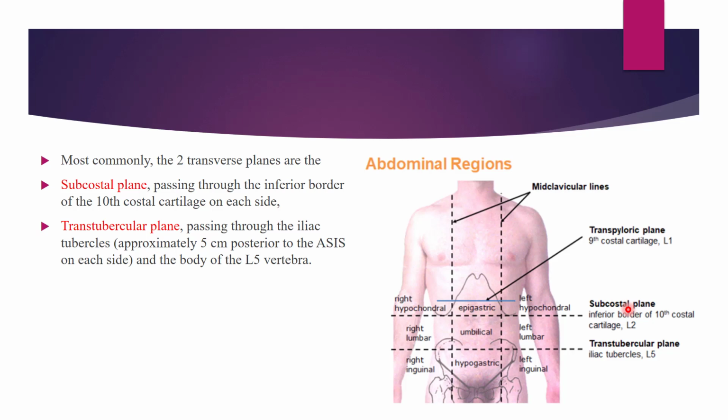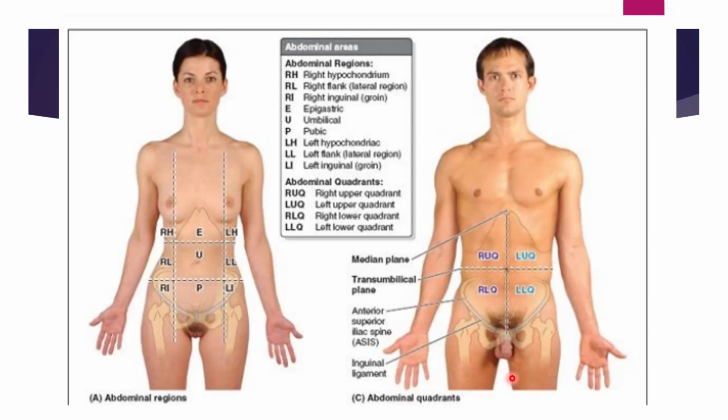So these four planes, two sagittal and two transverse planes, number one the right midclavicular plane, the left midclavicular plane, then the subcostal plane and the transtubercular plane, have divided the whole abdomen into 9 regions. Now what are the names of the regions? See here, this is the right hypochondrium. This one, on the right side, is the right hypochondrium, and on the left side there will be the left hypochondrium. Then in between the right and left hypochondrium there is the epigastric region or epigastrium.